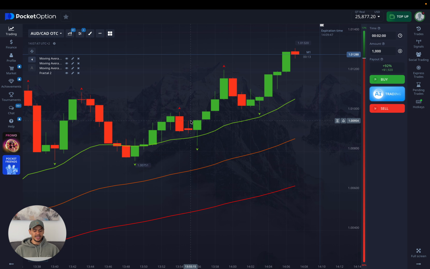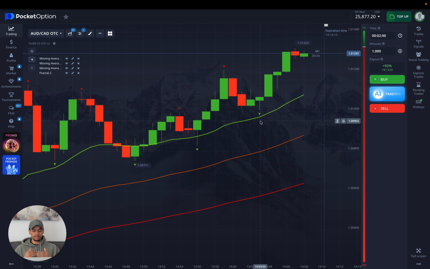And you can see it literally happens every single time. The pullback, the green fractal, price goes up. This is how you trade. And the opposite is basically true for a sell position, but 20 EMA is going to be at the bottom, 50 is going to be in the middle, and the red one is going to be on top.